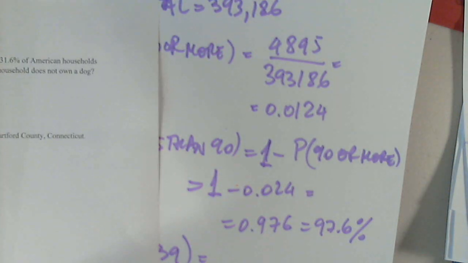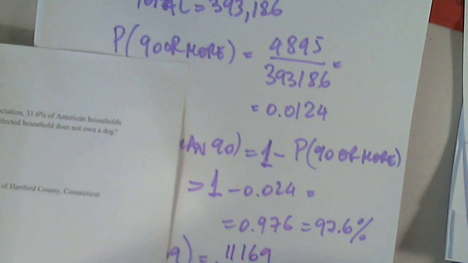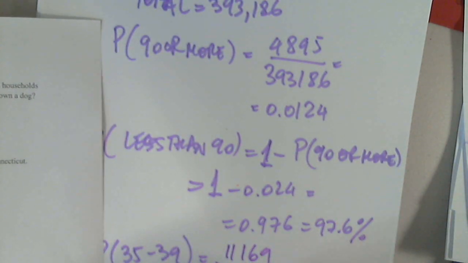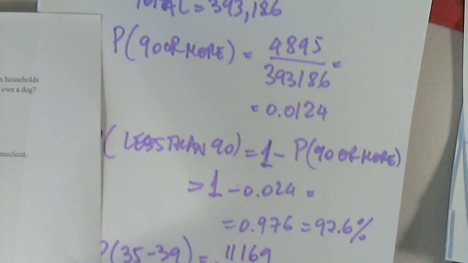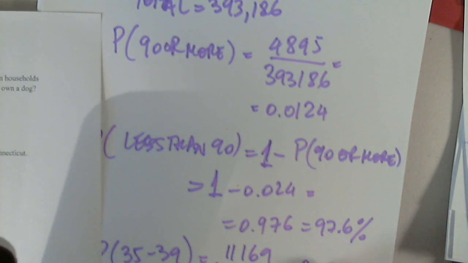Well, I look at 35 to 39 and I have 11,169 out of the total, which was 393,186, and that's the probability. 11,169 over 393,186. Okay, so I got 0.0284.